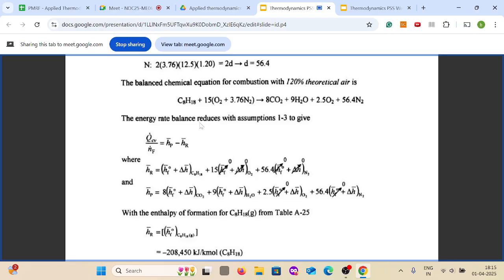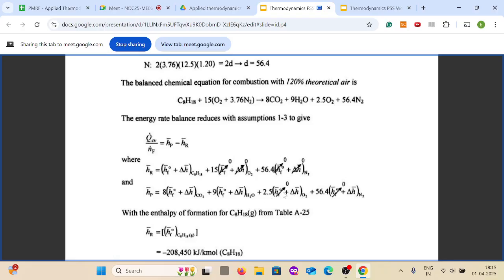Similarly for product we have 8 moles of CO2, enthalpy of formation of CO2 plus delta H of CO2, and 9 moles of water into enthalpy of formation plus delta H of water, and for oxygen and nitrogen. Since the enthalpy of formation of oxygen and nitrogen is 0 at 25 degrees Celsius, everything becomes 0 in the reactant for them, and enthalpy of formation is 0 for oxygen and nitrogen in the products.